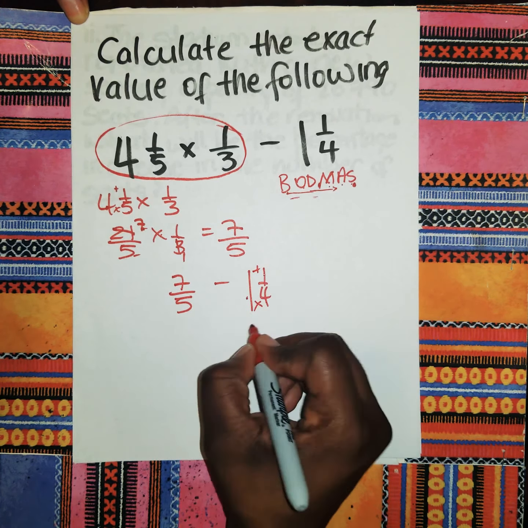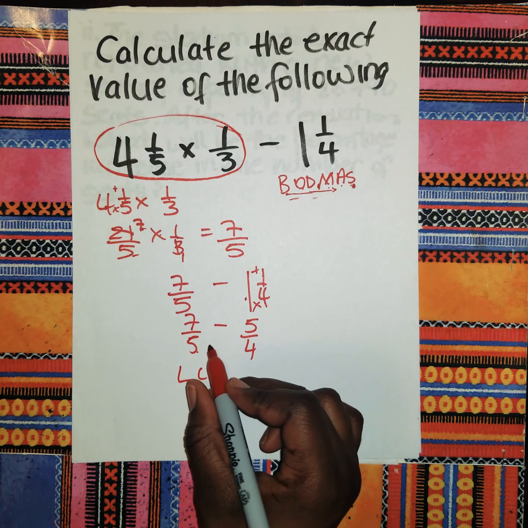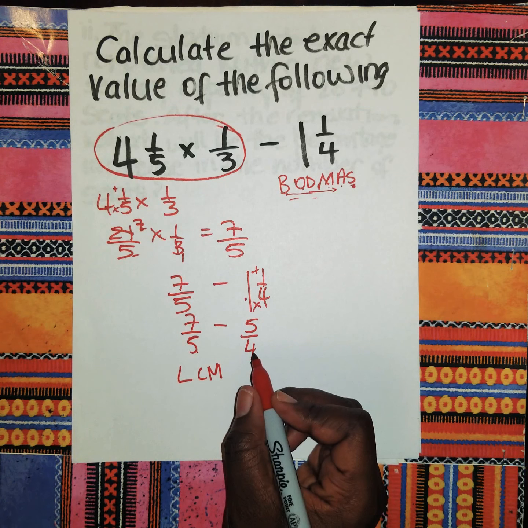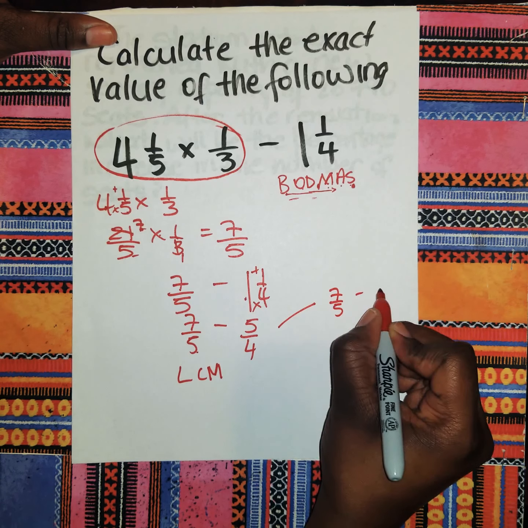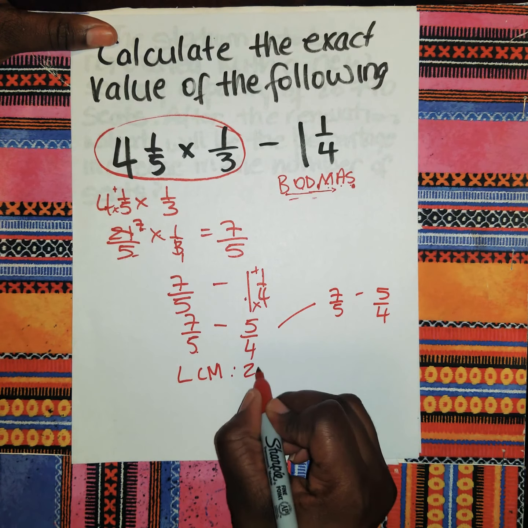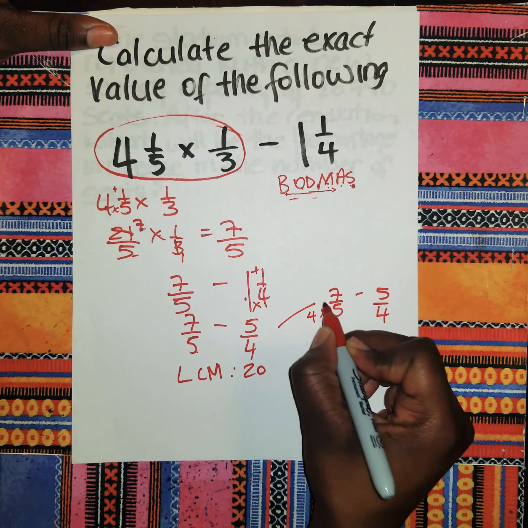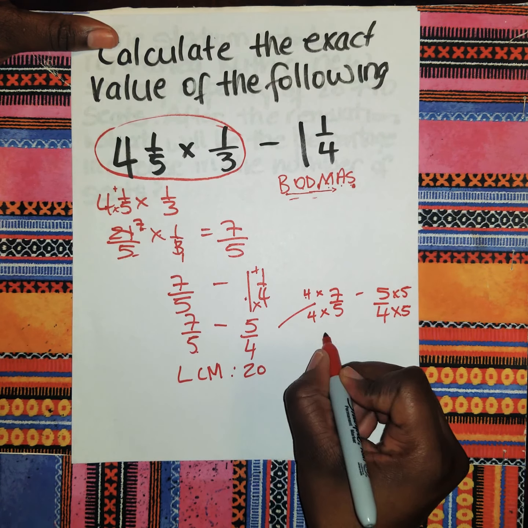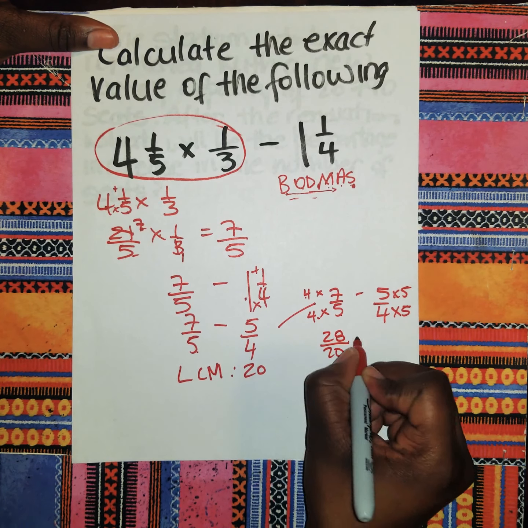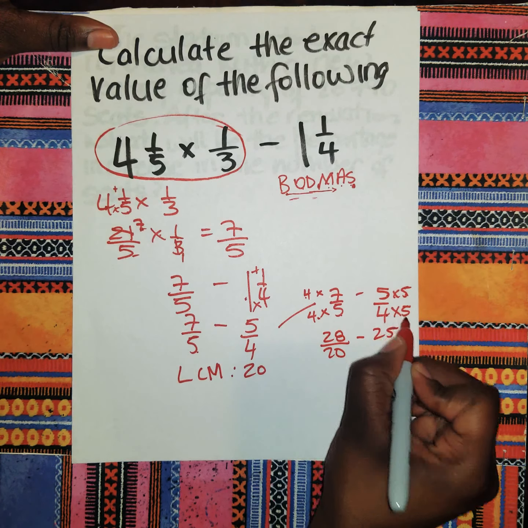From here, we go ahead and we find the LCM. For the LCM, you're going to know what number 5 and 4 can both go into. So that's 20. I'm going to show you two ways how you can do this. For the first method, you can say 7 over 5 minus 5 over 4. Since the LCM is 20, you can multiply this by 4 and this one by 5. Basically, whatever number you multiply the denominator by, you do the same thing to the numerator. So 4 times 7 is 28. 4 times 5 is 20. 5 times 5 is 25, and 4 times 5 is 20.